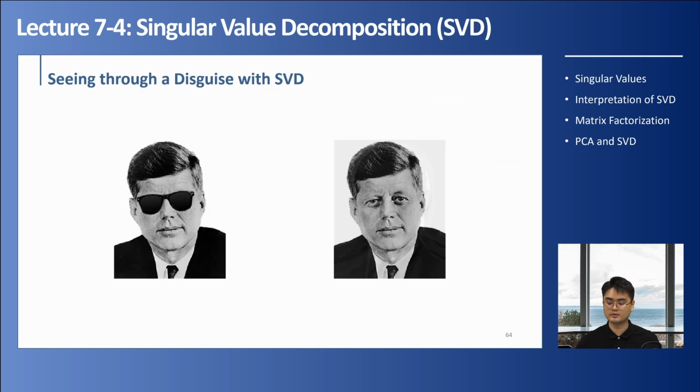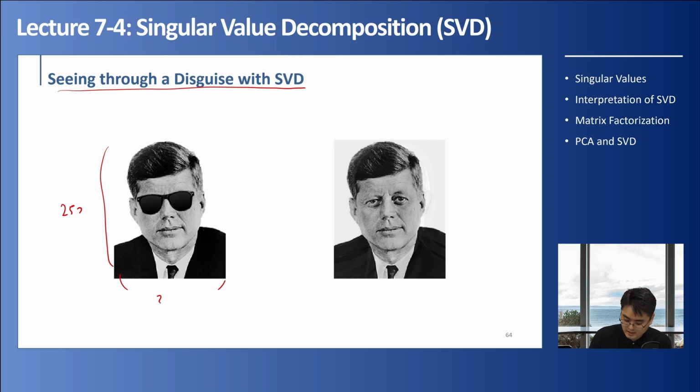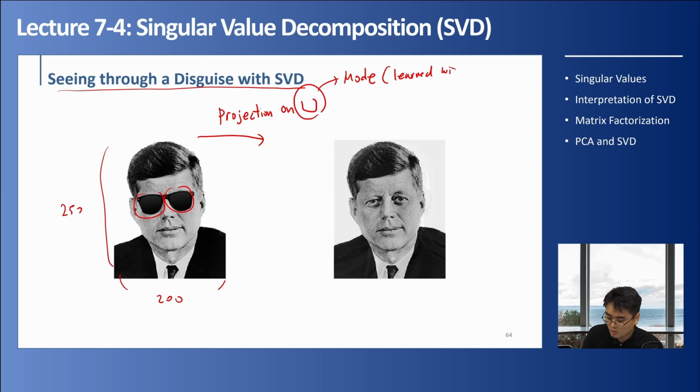The last example that I would like to introduce is seeing through a disguise with singular value decomposition. We have this 250 times 200 sized image here. And what we're going to do is project our image with some disguise, these sunglasses, onto our mode U. This is our mode, the eigenmode, learned without disguise.